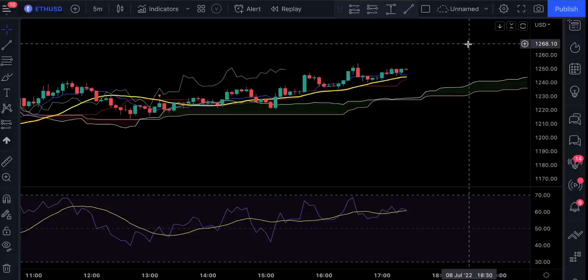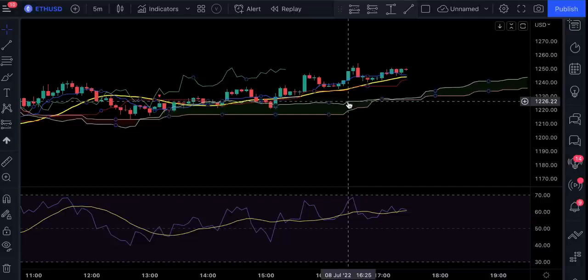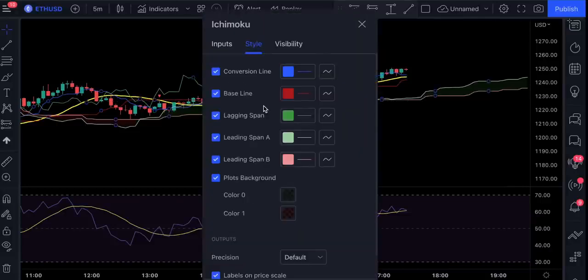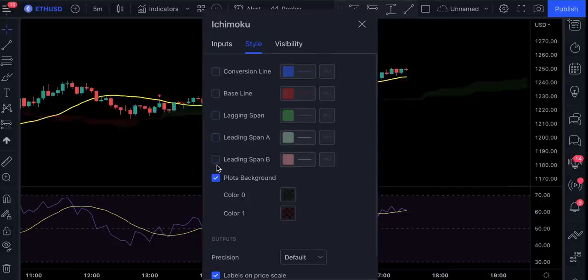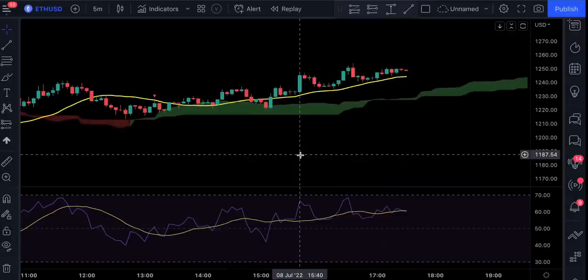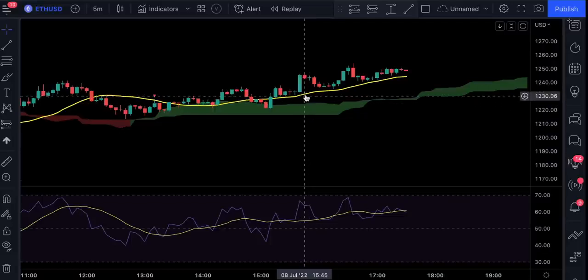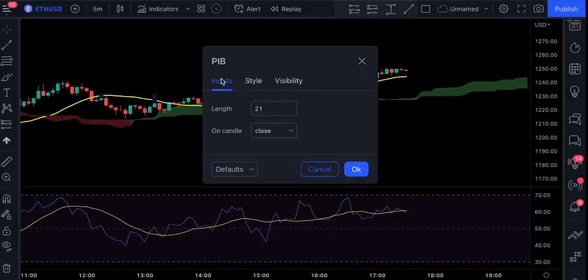Okay, before we can start using this strategy, we will need to adjust the settings on these indicators first. So let's first double click on this Ichimoku cloud. And in the style section, let's remove everything except these backgrounds. Also, let's make the backgrounds a bit more visible. The second step will be to double click on this PIB indicator and change the length from 21 to 14.